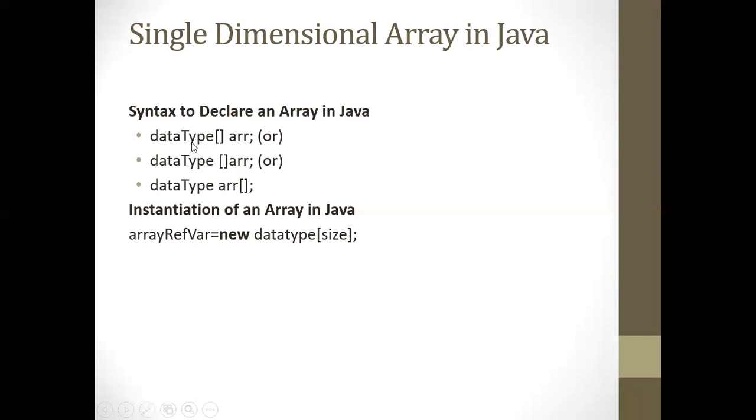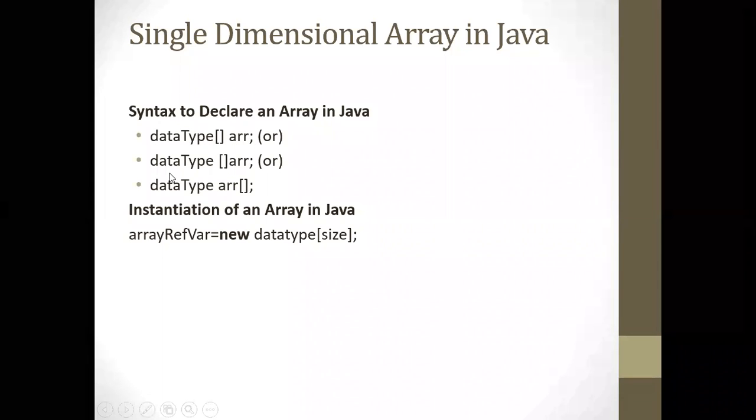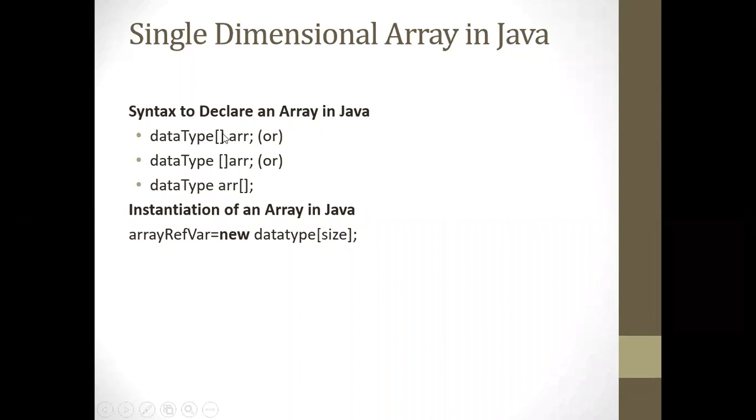Simply we can write the data type and then the brackets over here. I think I have discussed all those things, but still you can go through them. You can use these brackets after the data type, or after the array name. All the ways are the same. You can use either way while declaring your single dimension array.